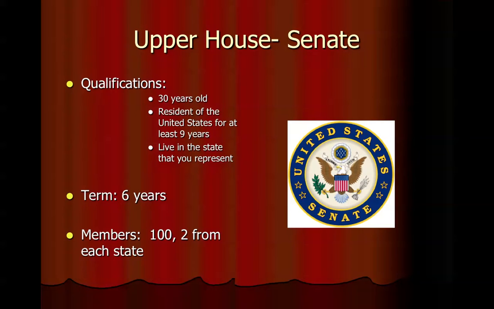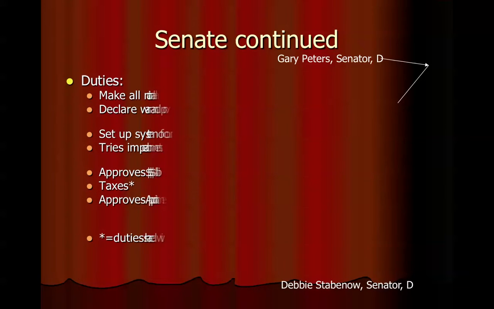Members: there are 100 total members in the United States Senate, 2 from each state. If you remember from last unit, this was basically the New Jersey plan, which favors smaller states because they all wanted to be equal. The Virginia plan is kind of our House of Representatives. They wanted everything based on population. So in the Senate, each state is equal. So it doesn't matter that California has a way bigger population than Wyoming. California and Wyoming both have 2 United States senators.